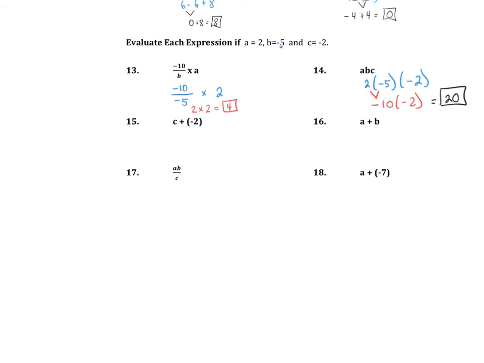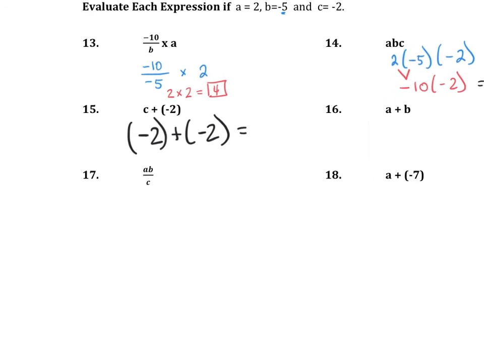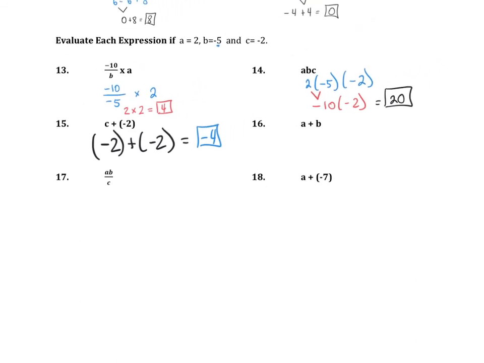Okay, for C, -2 plus -2. So if it helps, put the first one in parentheses as well. A lot of 2's there. -2 plus -2 would give me -4. A plus B, I'm going to plug them in there. A is 2, B is -5. So remember, here the negative wins. So I'm going to rewrite this as 2 minus 5, which would give me -3.